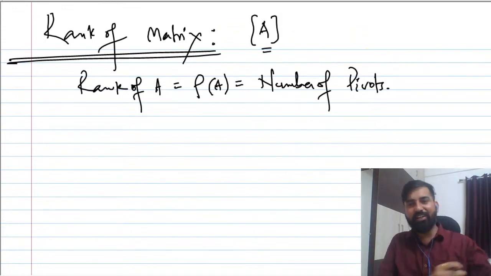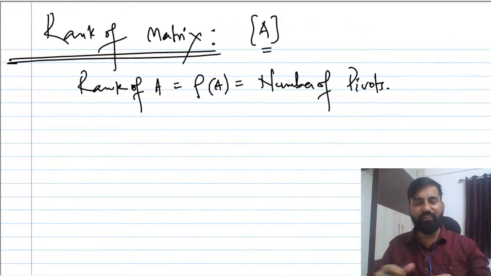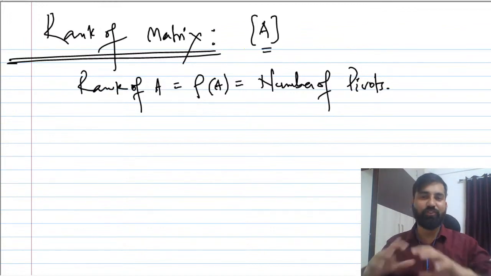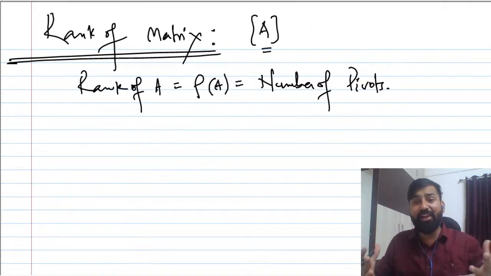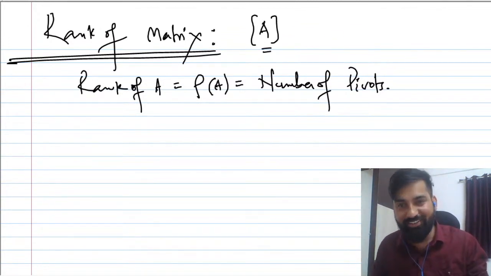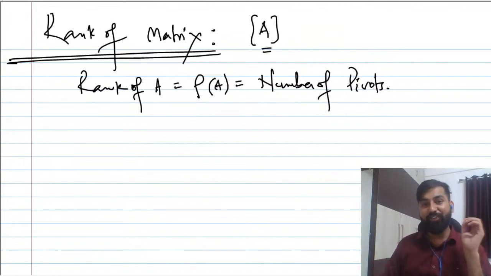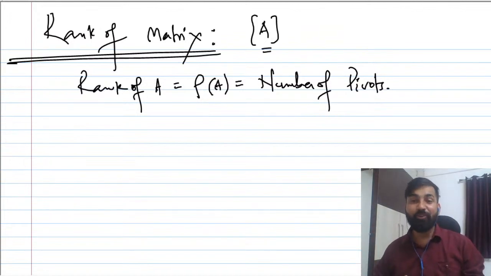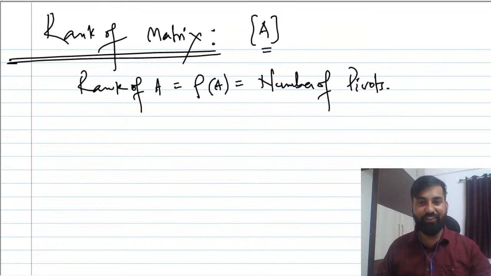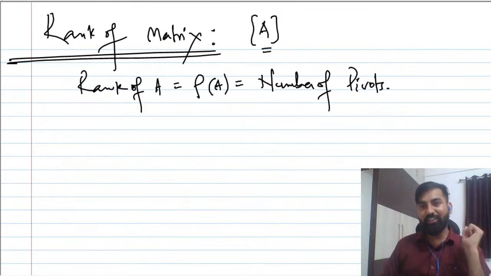Rank in terms of determinant is easy. If a 3 by 3 matrix is given, you try to find the determinant of the matrix. If the determinant is 0, the rank is always less than the order of the matrix. But if you know the elimination process, which plays an important role while solving a system of linear equations, you can also find the number of pivots. The number of pivots is going to be the rank of the matrix.